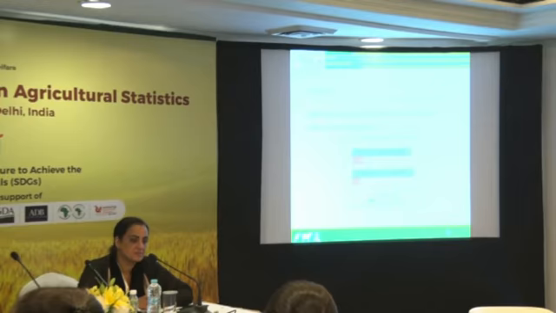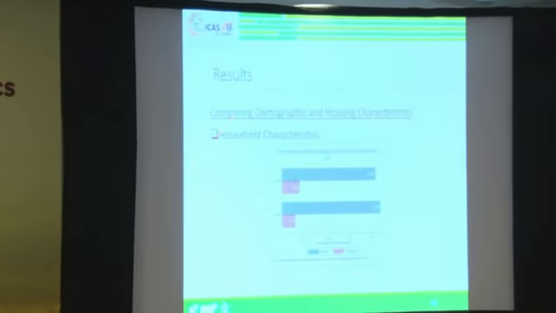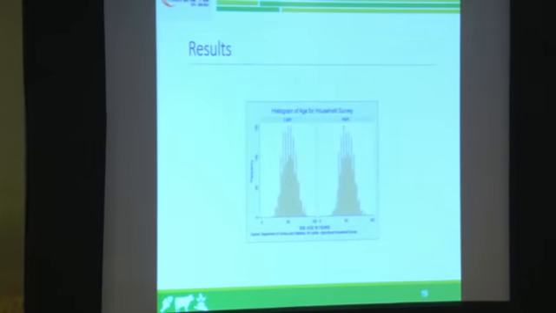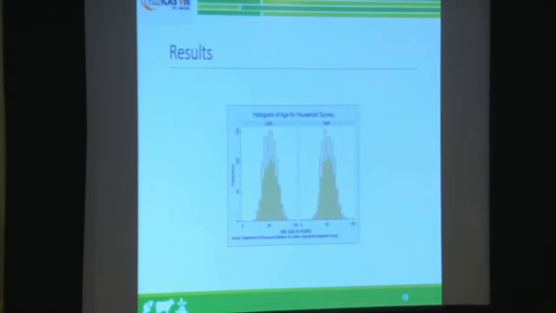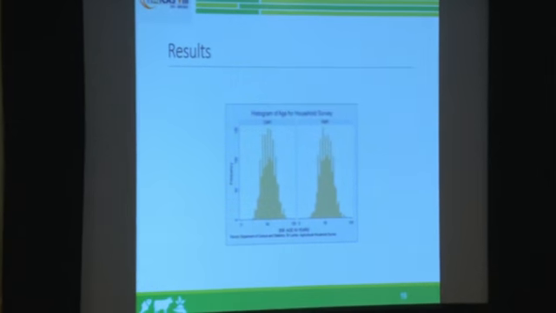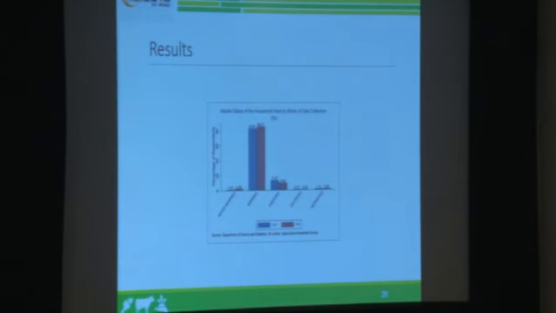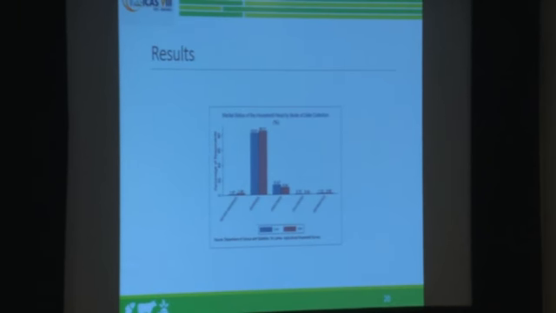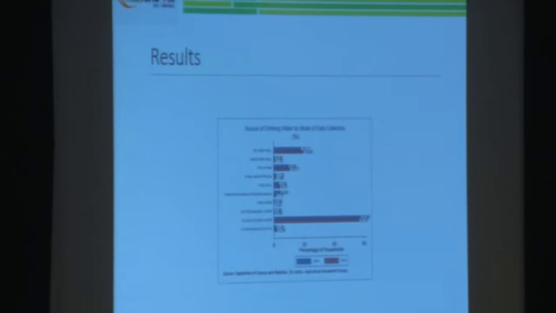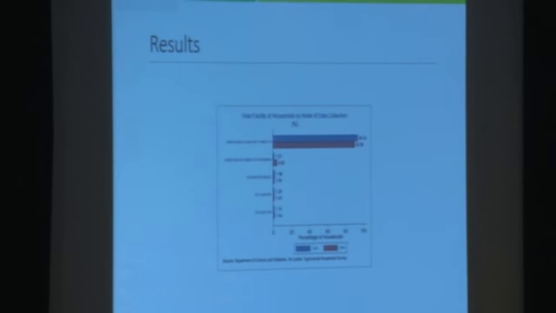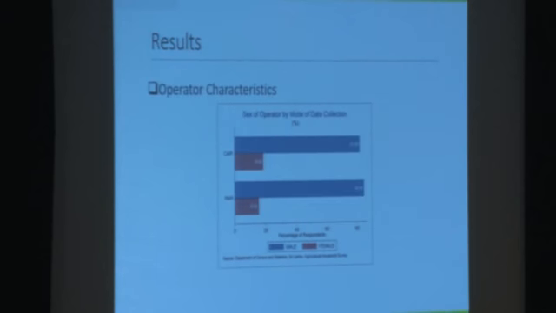These are the results of the survey. Comparing demographic and household characteristics, the sex of the household head by mode of data collection, we can see a significant difference between these two methods. And in the histogram for the age for the household survey, we can also see a significant difference among the ages of the persons. The marital status of the household heads by mode of data collection shows no significant difference in both methods. Source of drinking water by mode of data collection also shows no significant difference, and toilet facilities are not significantly different in both.